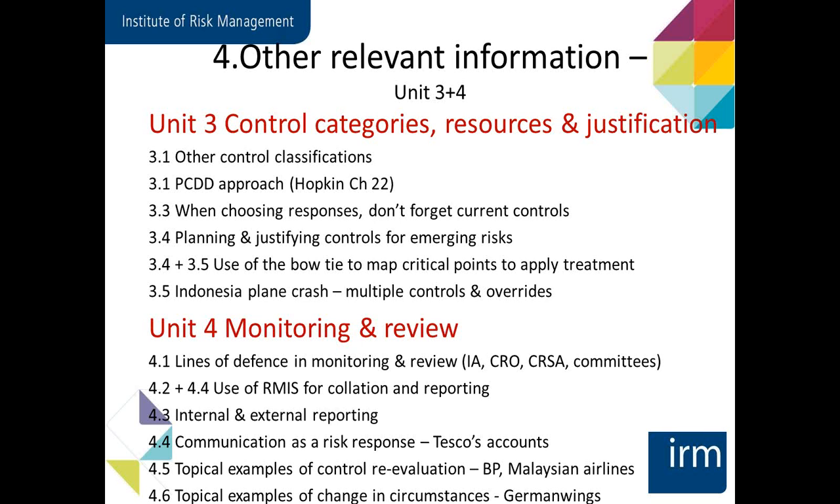Some topical examples then of risk of control re-evaluation. The BP Deepwater Horizon is a great example of dealing with near misses, learning from near misses, and not so much from BP's point of view, but from what the competitors did. So what all BP's competitors did was they re-evaluated their control on the basis of what happened to BP. And similarly, in the Malaysian Airlines, what we've learned from a particular risk occurring is that monitoring the position of a plane at any one time has become much more important.